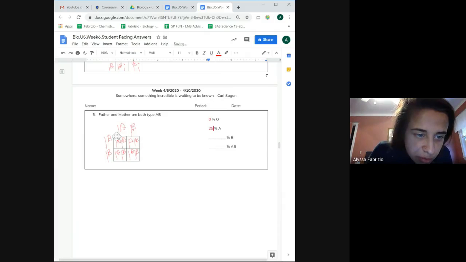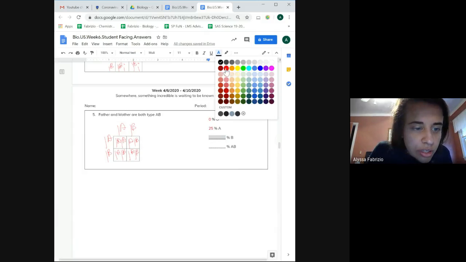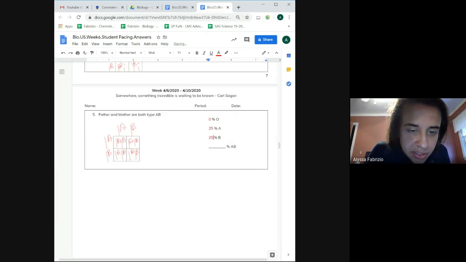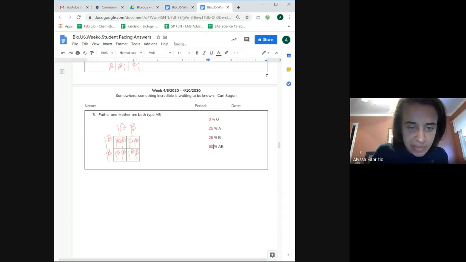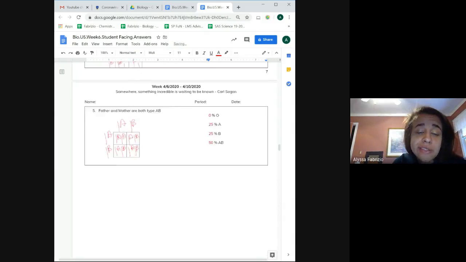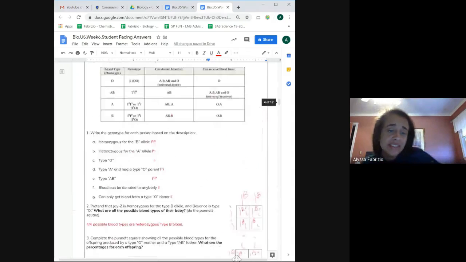25%, so 1 of the 4 potential options, are type A blood. 1 of the 4 are type B blood, so 25%. And then 2 out of the 4, so 50%, have a potential of having this type AB blood. And we are all done. So that's pages 1 through 8, all completed.